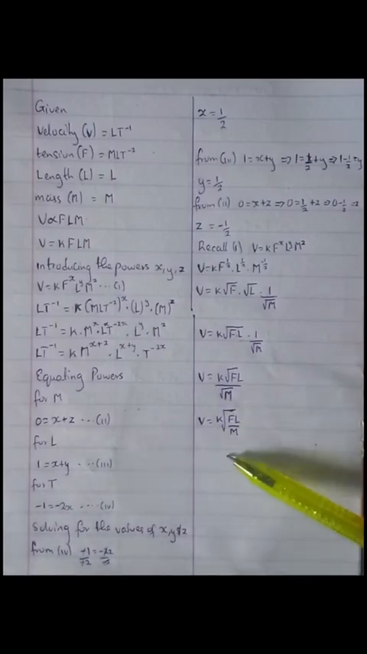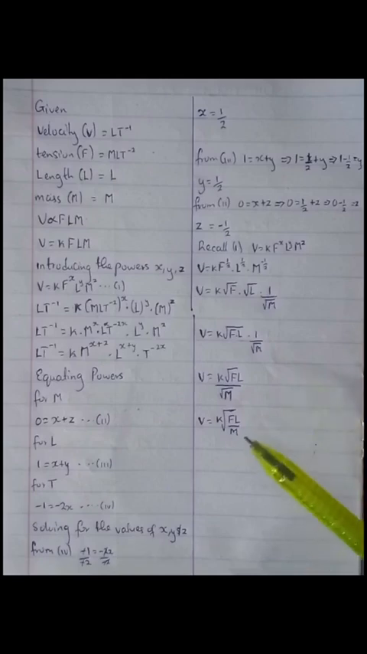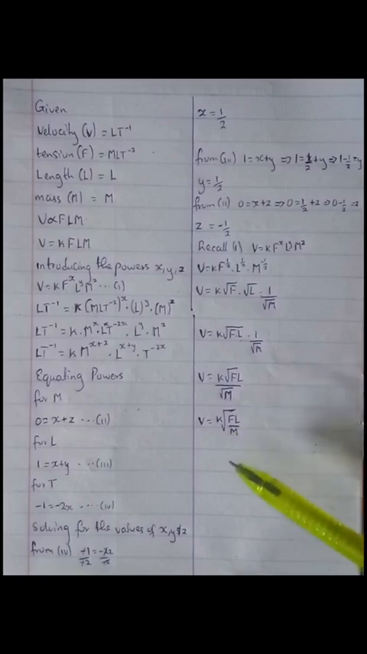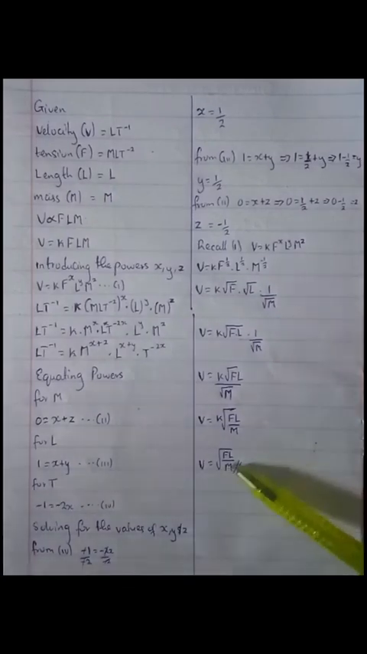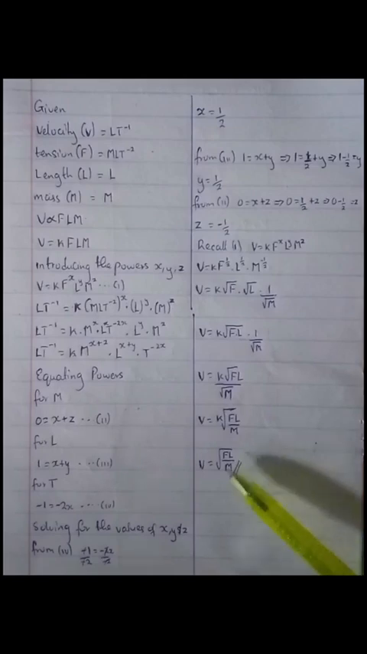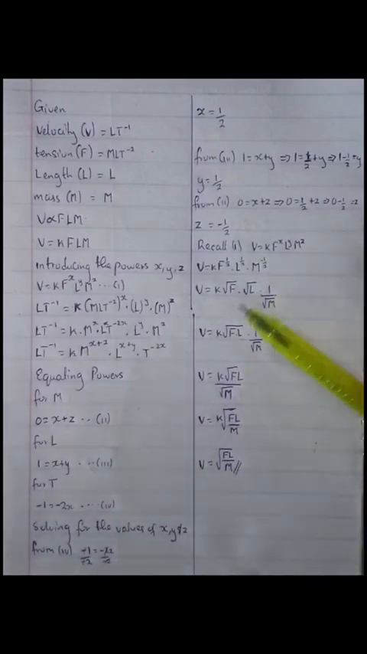Now let's assume k equals 1. You can leave this as a final answer. This is a final answer, but we assume k equals 1. If we assume k equals 1, we'll have v equals square root of fL over m, and this is our final answer. Recall, let me go through again.